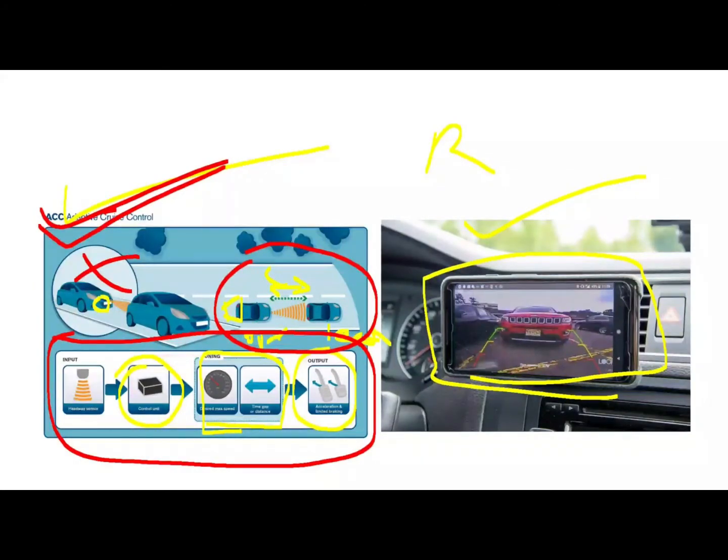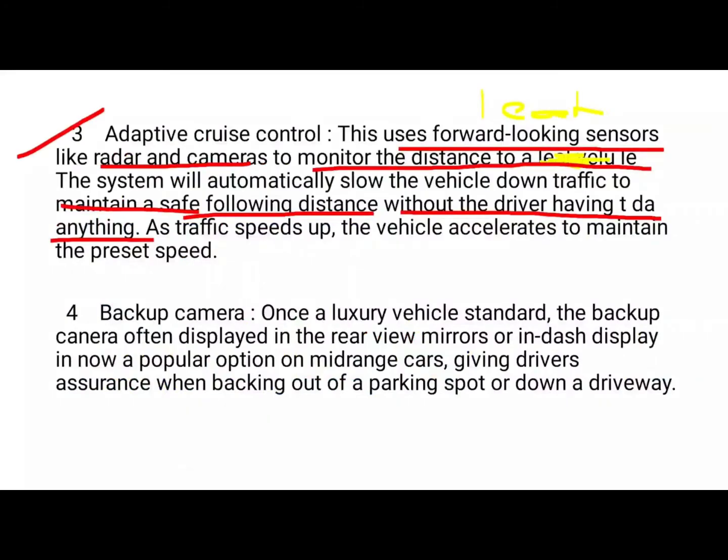The green range shows that whenever the car is much far, the beep sound will not be applied. But when it comes to the yellow range, the beep sound will be applied with an intermediate interval, that is beep, beep, beep, beep. But when the red range comes, that the back part is very close to the rear part of your car, then the beeping will increase, beep, beep, beep, beep, beep. It will be constant, okay. So this is the use of backup camera.